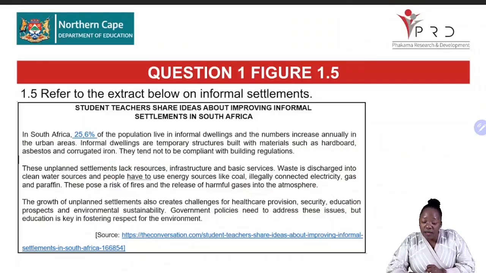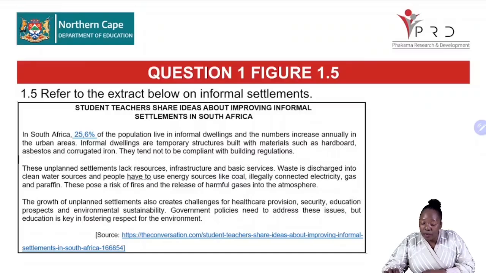In South Africa, 25.6% of the population live in the informal dwellings. You will remember another name for the informal settlement, we call them the informal dwellings. The numbers are increasing annually in the urban areas. The informal dwellings are temporary structures built with materials such as cardboard, as well as your asbestos and your corrugated iron. Remember again, these are the characteristics.